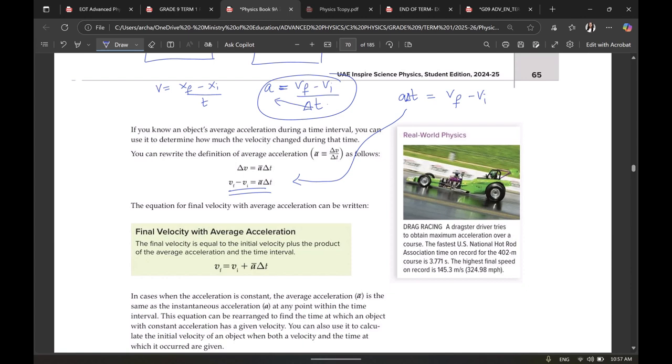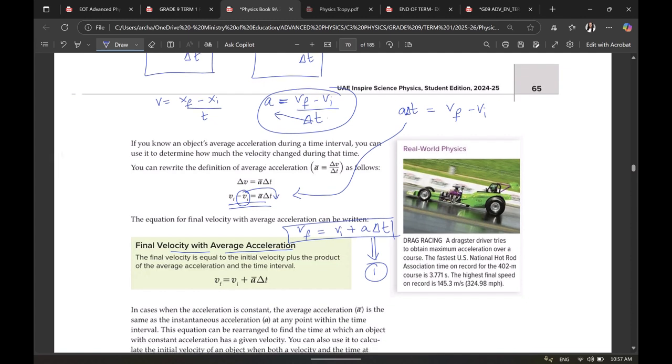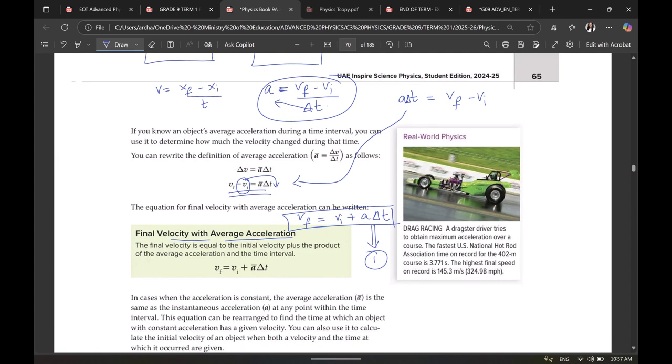So you can get final velocity with the average acceleration. When you rearrange this equation and take it to this side, it will become plus. So Vf is equal to Vi plus a delta t. This is the first equation from the derivation.